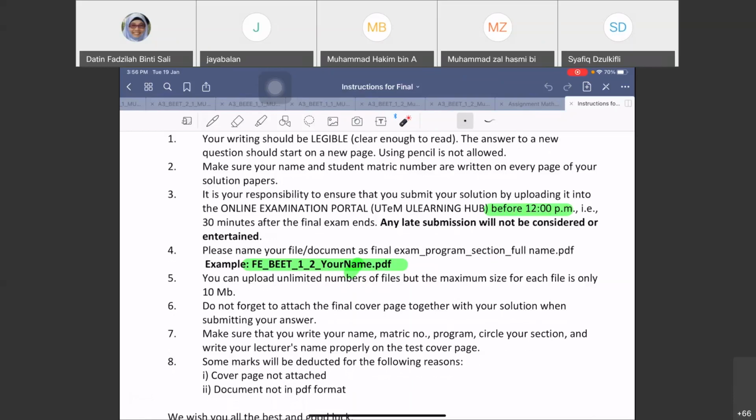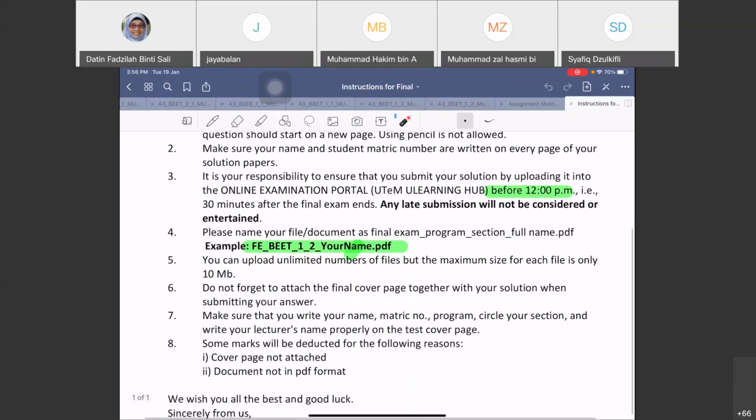Also make sure you follow the instruction correctly for naming your file, your document. This time I need to highlight again: FE is for the final exam, followed by your program, followed by your section, and only then followed by your name.